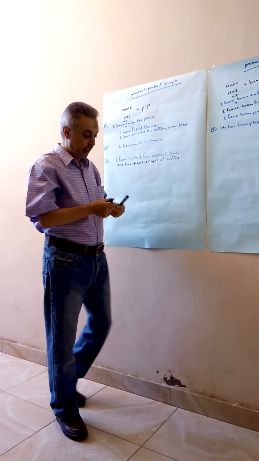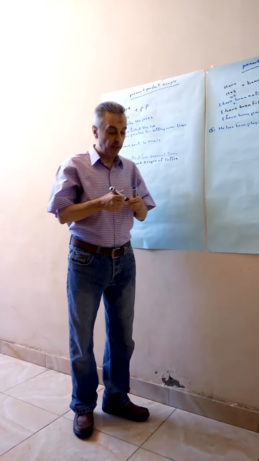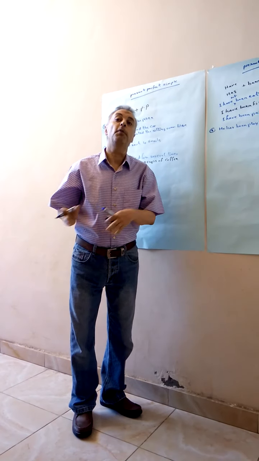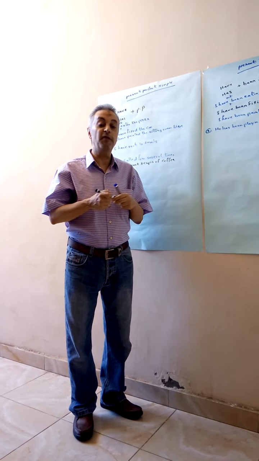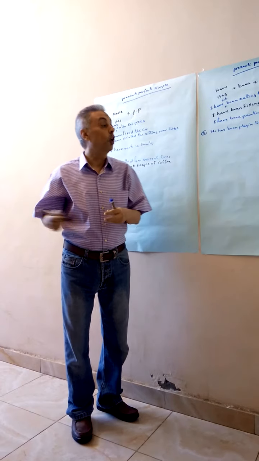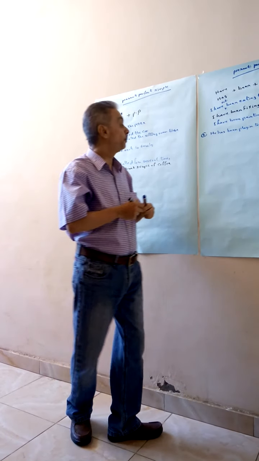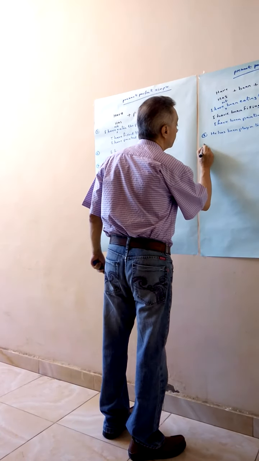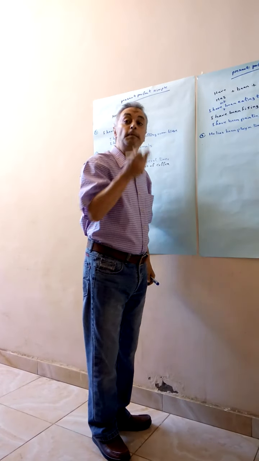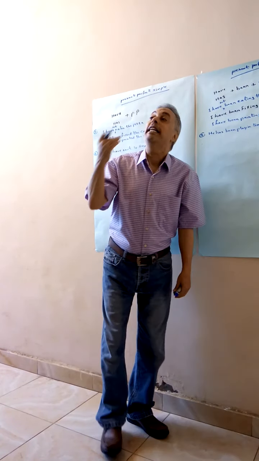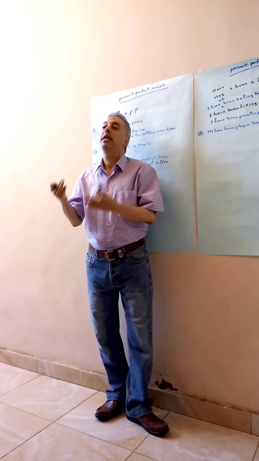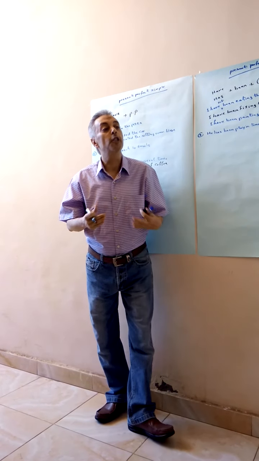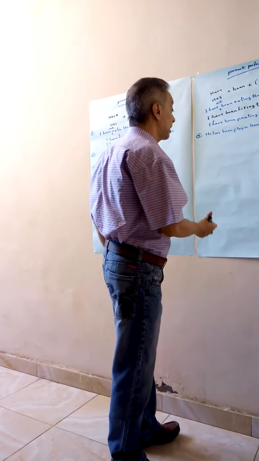Whereas, as we said, we use the present perfect progressive or the present perfect continuous when we want to emphasize that something is happening over a period of time. An example: my English has been improving since I started reading English novels.